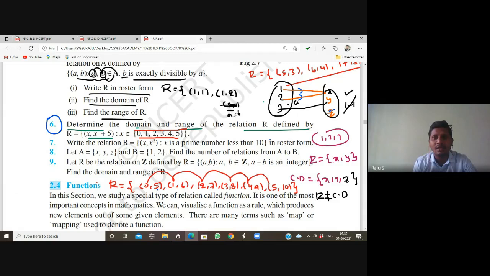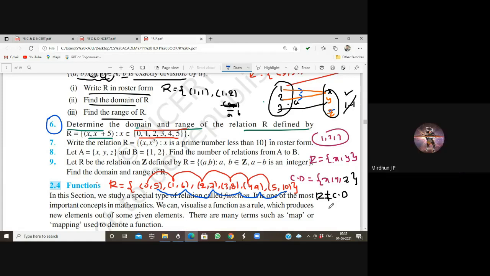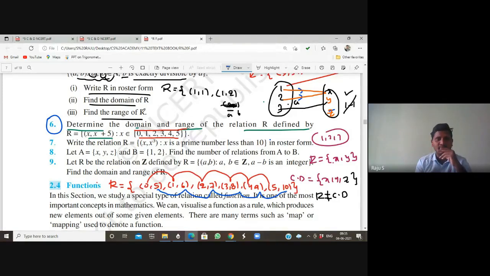Exactly. So they asked to determine the domain and range of the relation defined by x belongs to. So range will be 5, 6, 7, 8, 9, 10. Don't think that 6 does not belong to x, so it does not belong to the range. No, the condition is not given here, so 6, 7, 8, 9, 10 you can also take. So domain is clearly 0 to 5 and range will be 5 to 10. That's it. They're asking domain and range alone.